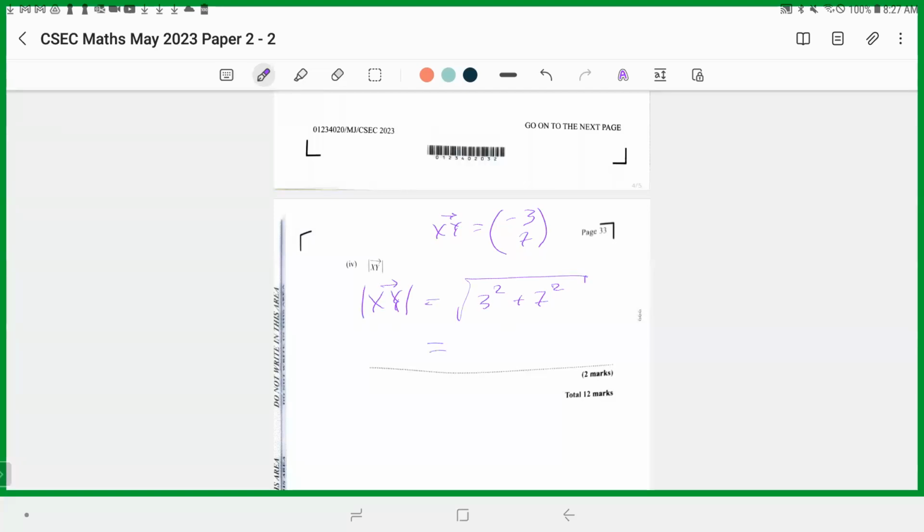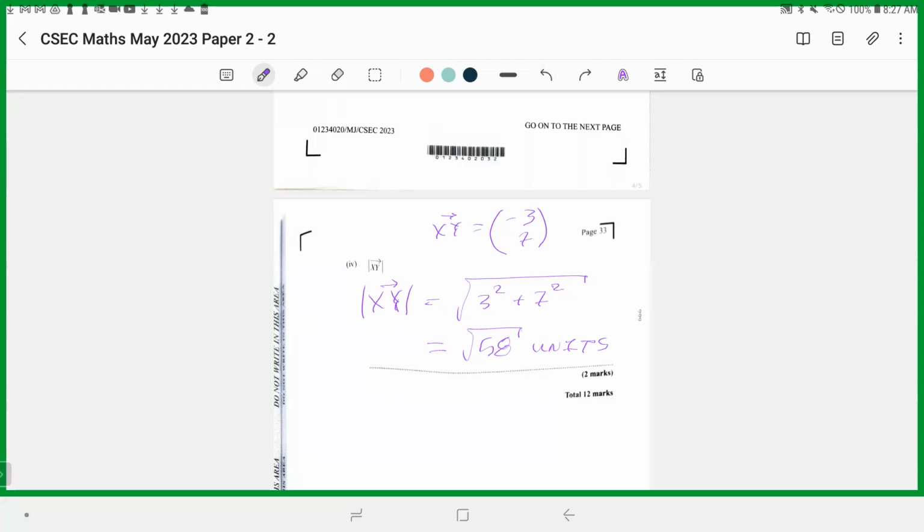Well, this is 9 plus 49, which is 58. So the answer is the square root of 58. I must say units. The modulus is length, so I must say units. That is it. And you don't have to work this out, you know.